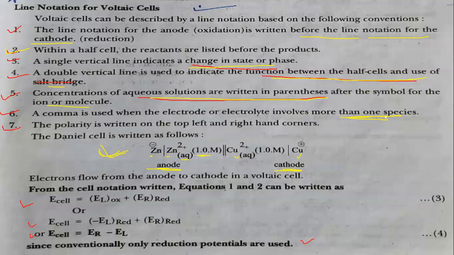The polarity is written at the top, on the right and left corners. Here is a positive charge, here a negative charge at the anode, and here a positive charge at the cathode. So the Daniel cell is also written as follows.